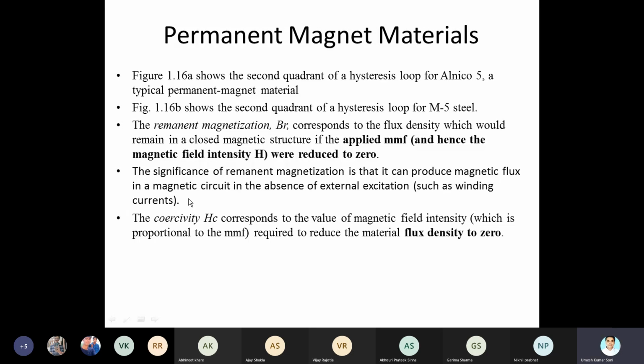And coercivity, this is the value of magnetic field intensity required to reduce the material flux density to zero.